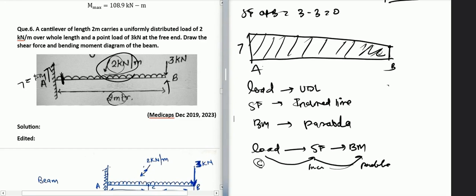And if we had load 0, because let us say there is no UDL in between and there is no load, so the load condition is 0, then one degree above will be just the constant shear force, and one degree above that will be a linear bending moment.